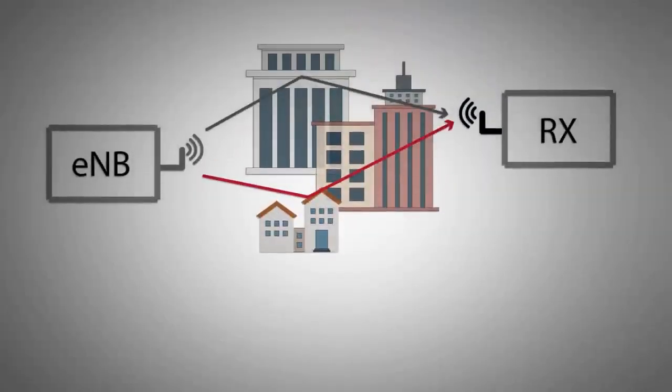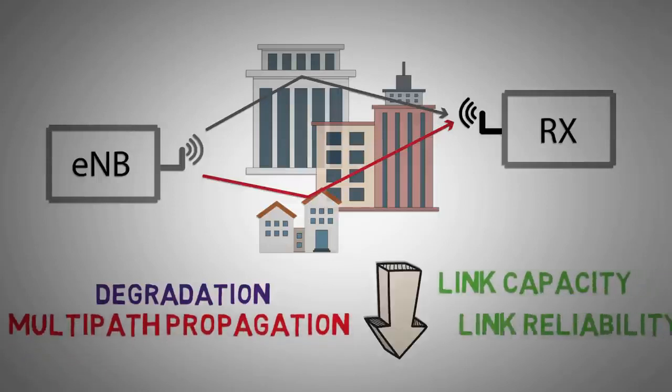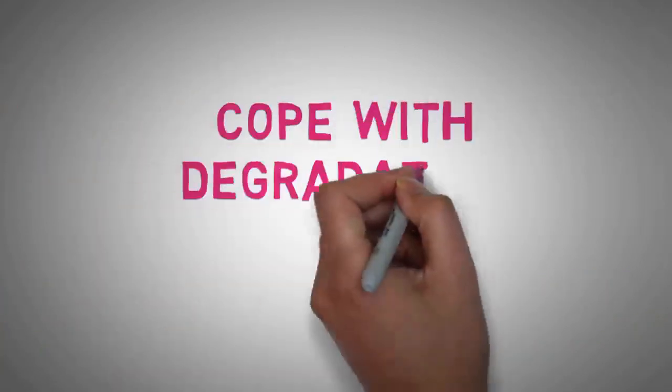Very often radio signals reaching the receiver face degradation due to multipath propagation, which reduces link capacity and link reliability. So, how do we cope with these degradations?